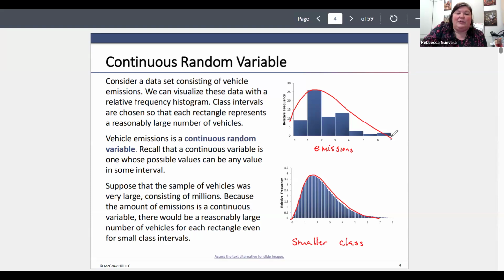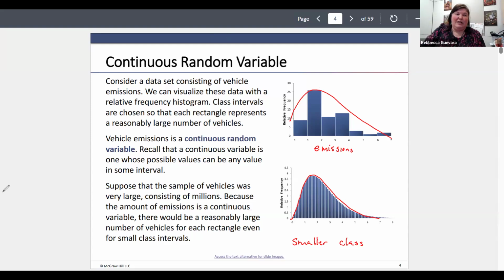Suppose that the sample of vehicles was very, very large. We can have like a million different cars in there, or billions of different cars. Because the amount of emissions is a continuous variable, there would be a reasonably large number of vehicles for each rectangle, even for very small class intervals. So I can make my class sizes very, very small, and I should have a significant amount of vehicles in it. Basically I'm saying I won't have data with a bunch of gaps. I get something that smooths out like this.